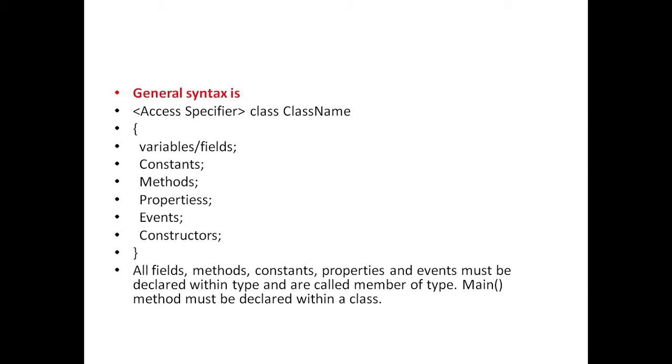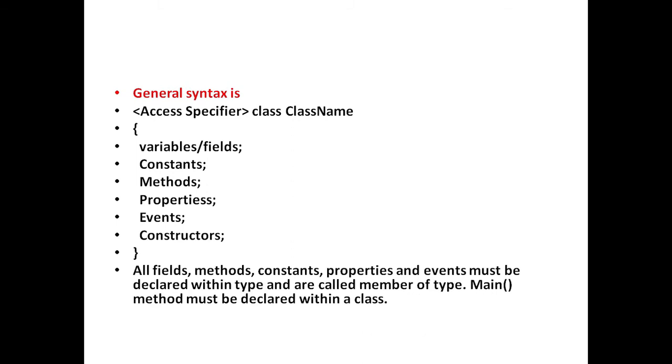The general syntax is the access modifier, then class keyword and class name, then variables or fields, constants, methods, properties, events and constructors. All fields, methods, constants, properties and events must be declared within a type and are called members of the type. The Main method must be declared within a class.